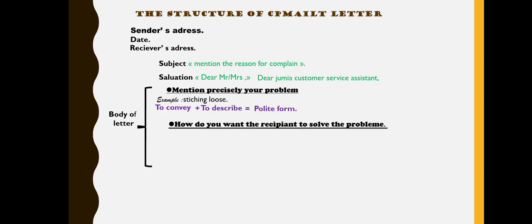Then we have part two: how do you want the recipient to solve that problem? It means to state the solution you want, for example, an exchange, or let him give you your money back, a refund, and so on. Here, as mentioned, do not use imperative verbs or aggressive words or any bad words. Always keep being polite, asking politely for a solution.